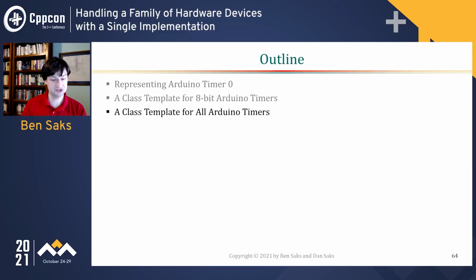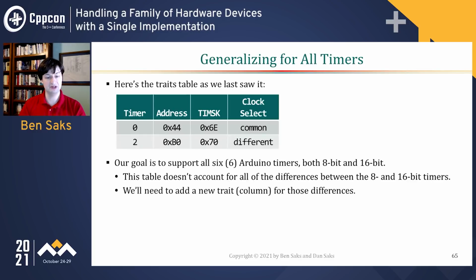All right, so that was the two 8-bit timers. Covering the two 8-bit timers got us to the point of having this traits table here. Now, we'd like to support all 6 of the timers. The other timers, though, are 16-bit timers. So there are additional things that we're going to need to deal with.